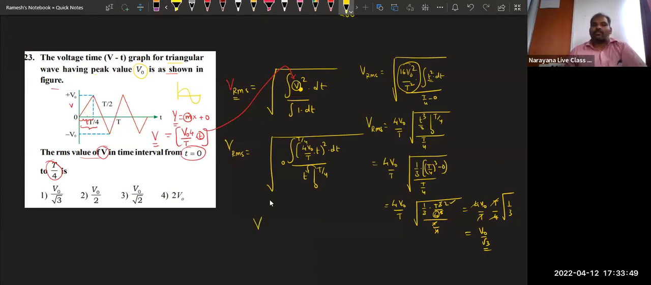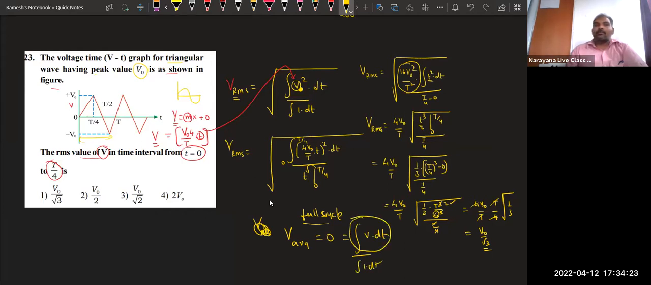Find the average value of the voltage over a full cycle. Relevant to the graph only, you find the average value of the voltage over a full cycle. It is 0. Why? Because this is a full cycle. Average value means integration of V into dt by dt. This is the area under the graph only. This area under the graph is nullified by that area under the graph. So it is 0 only. Understood or not?